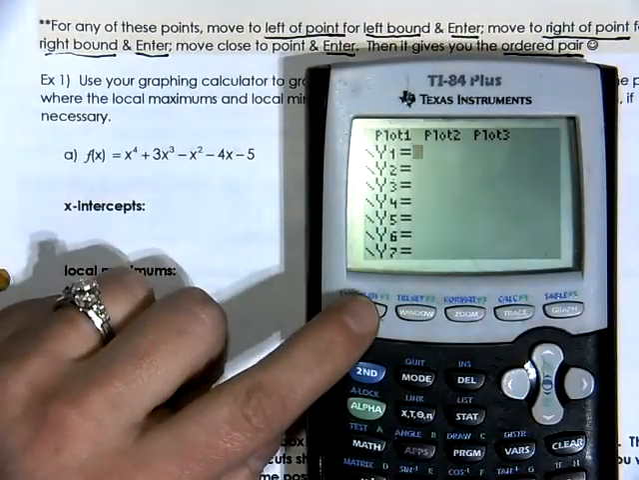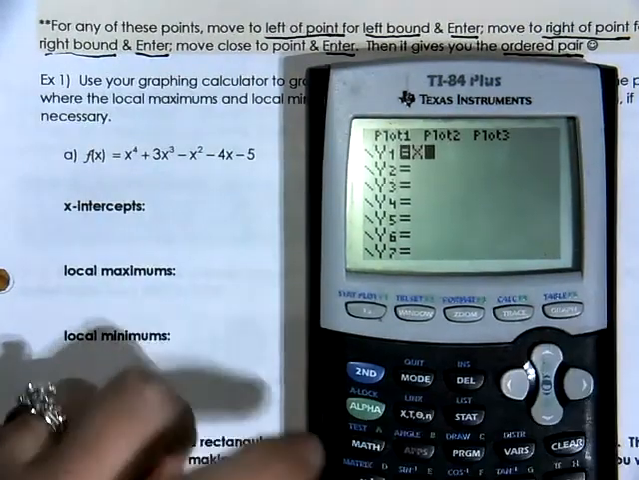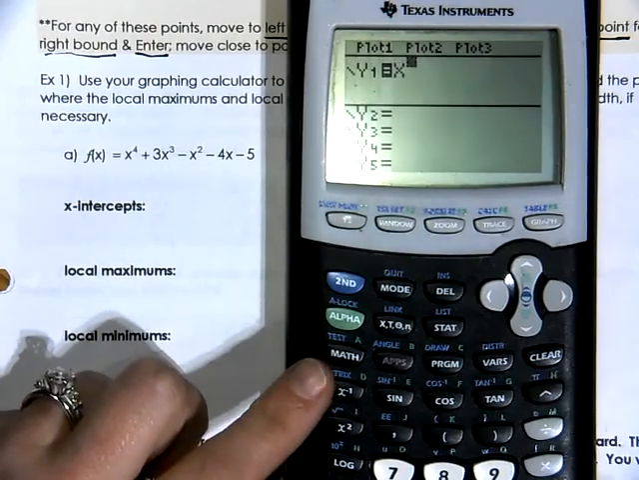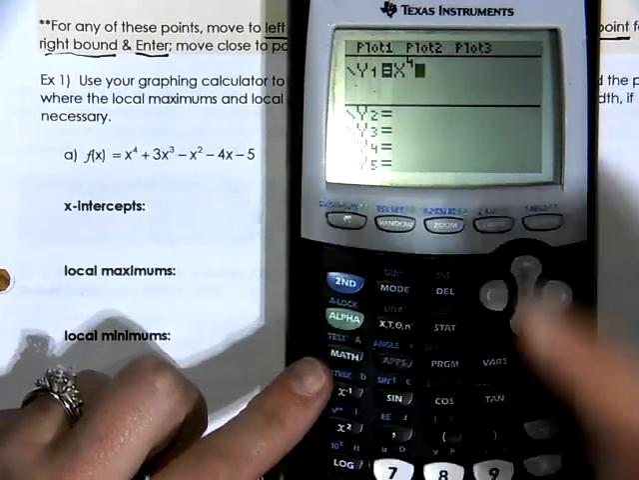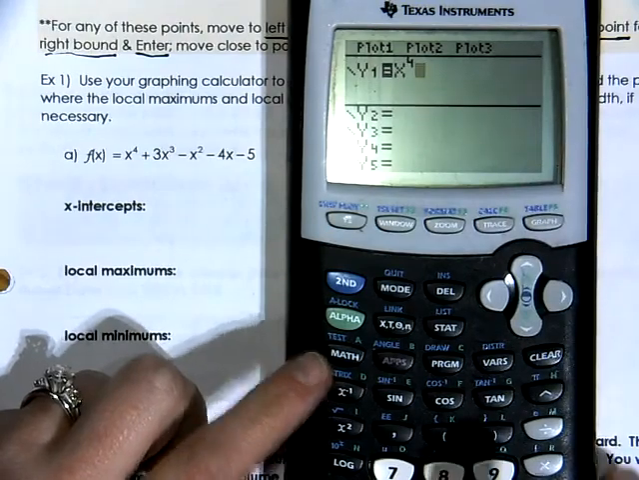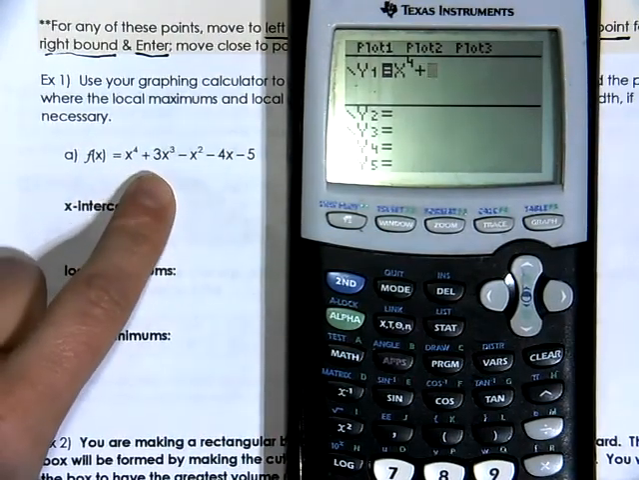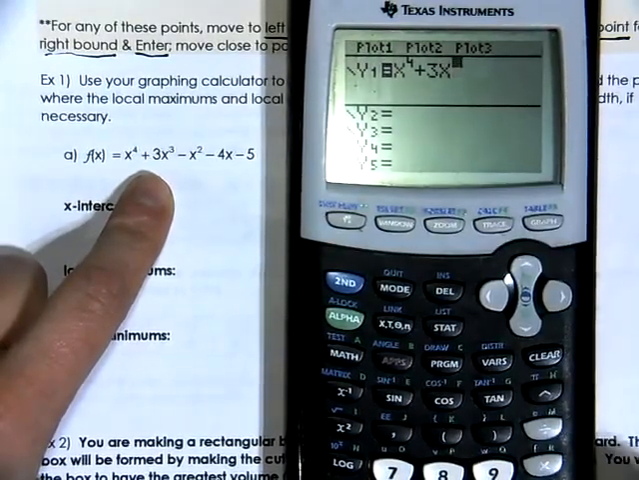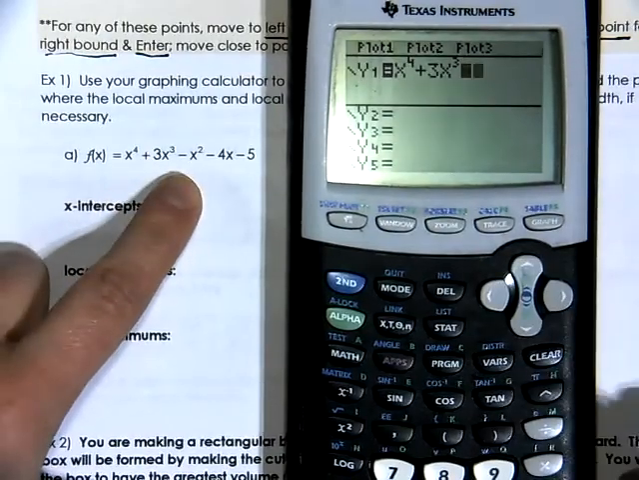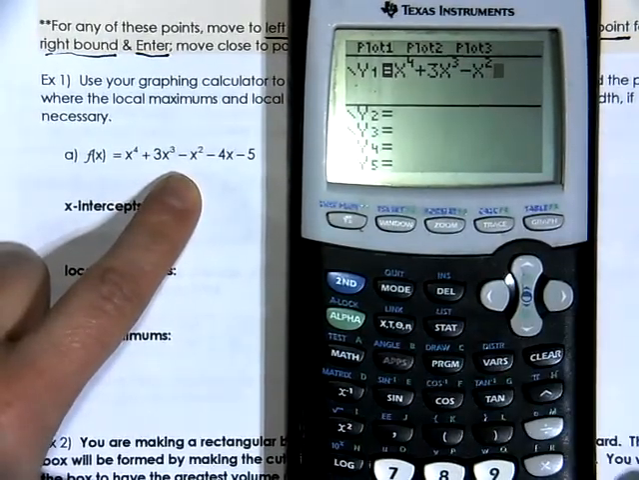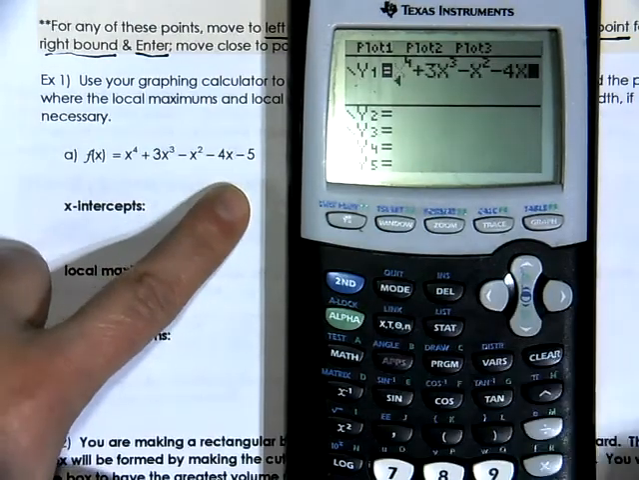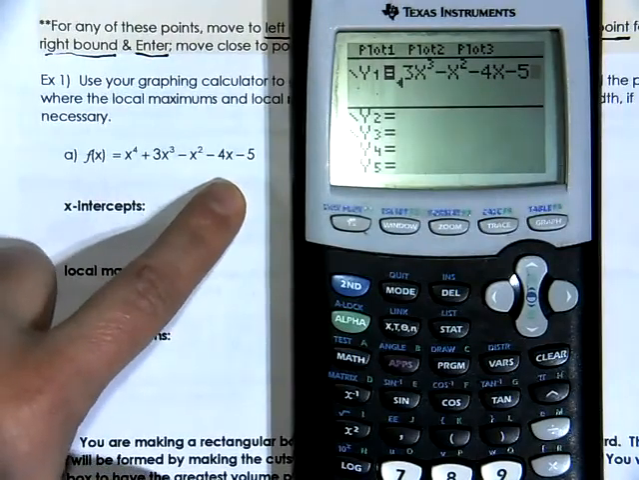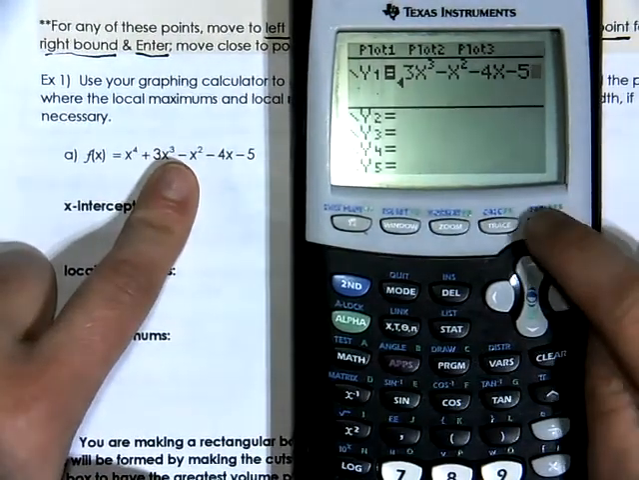What you do is you press Y equals, and I'm going to put x raised to is this caret button over here located below clear. Raised to the 4th power, and I press the right arrow because my calculator will continue going into the exponent position, plus 3x raised to the 3rd power, minus x squared minus 4x minus 5. Once you have your function entered into your calculator, the next thing you want to do is click Graph.